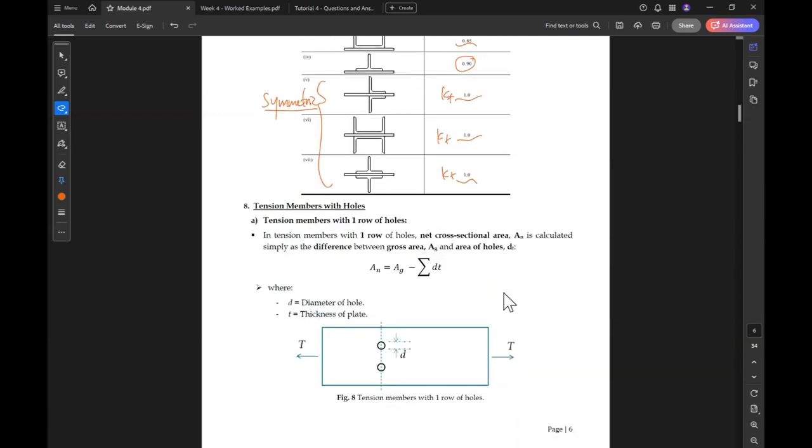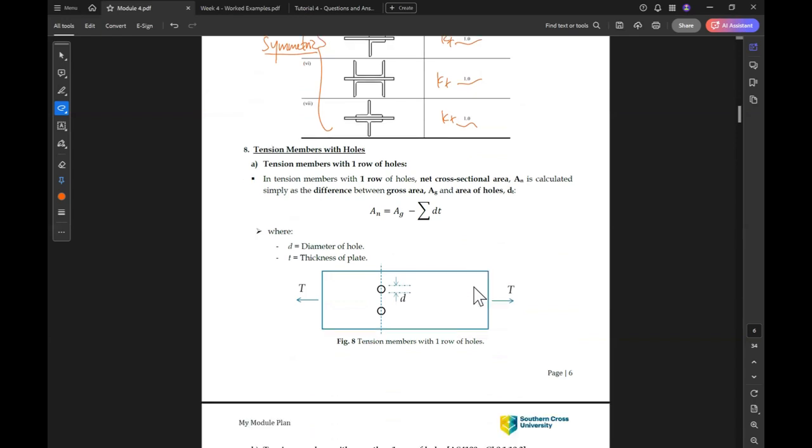Okay. Now let's have a look at how to find area net. For a tension member with holes, and usually all the steel members that are bolted should have holes, because if you need to connect two members together, you will need to connect them with a bolt. So this is for bolt connections. Otherwise, you will need to weld them. So if welded, no holes. If bolted, there are holes.